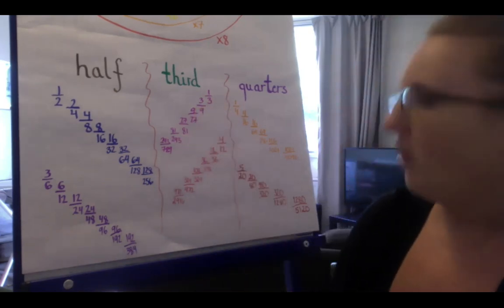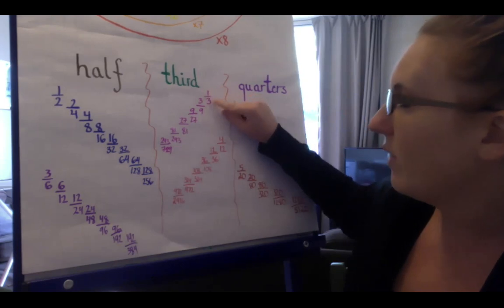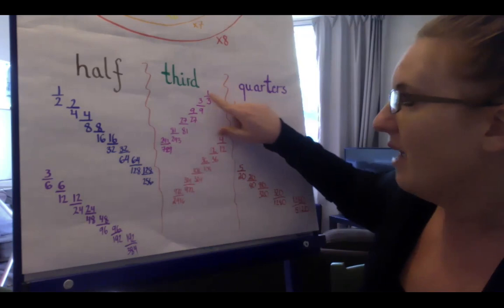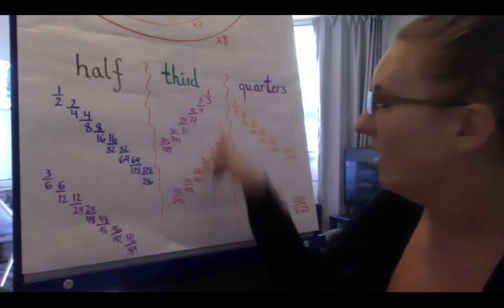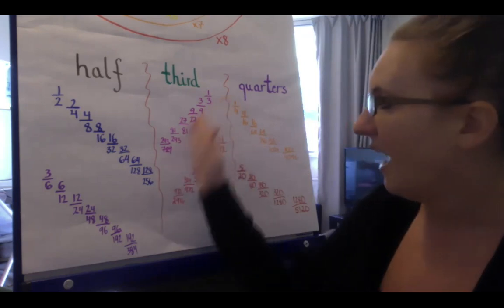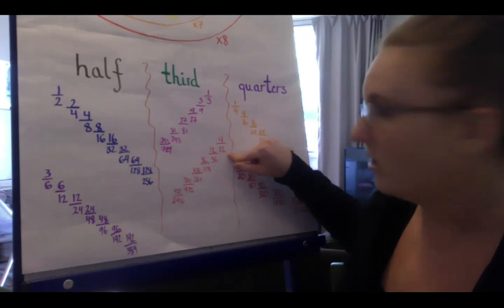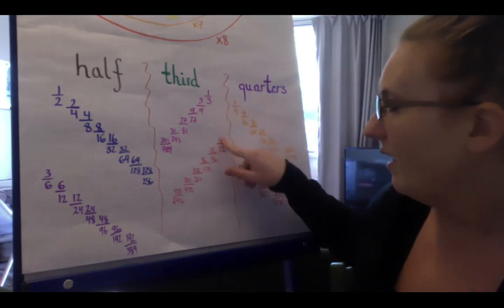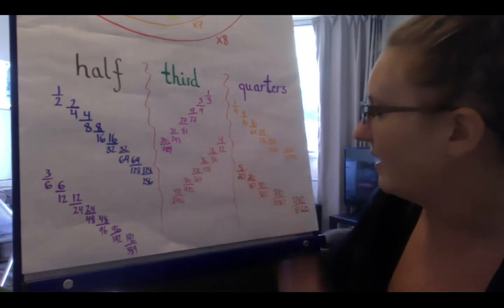Same thing with thirds. 1/3. Multiply the numerator by 3 and the denominator by 3. What happens to the top must happen to the bottom. I get 3/9. Multiply both of those by 3, I get 9/27. Carry on. Same thing here. Now I've done 4/12, so it's equivalent to 1/3. Times it by 3, 12. 12 times 3, 36.